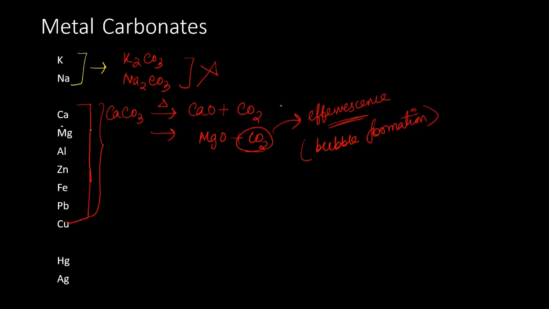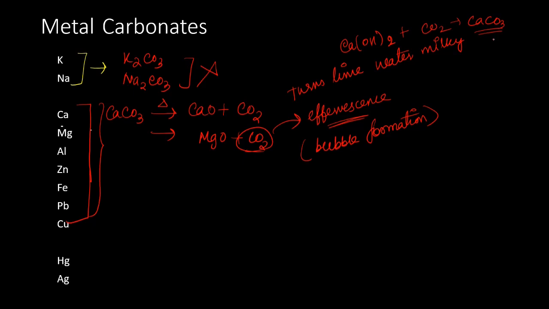Also, CO2 turns lime water milky. Lime water is Ca(OH)2. When it reacts with CO2, it gives a milky compound, CaCO3, calcium carbonate, which is limestone or chalk or marble. This is what gives marble the white color. Anyway, that's a different concept, but the characteristic property needs to be known. They can ask you what gas is formed. Give one test for the gas. How will you understand this gas is formed?